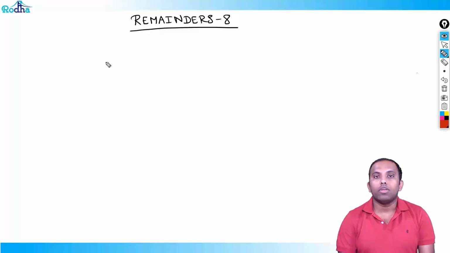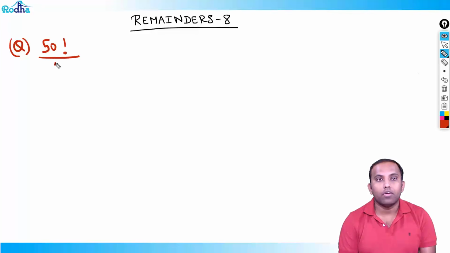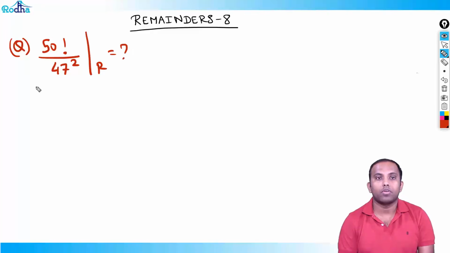Okay, so now we'll discuss some questions on Wilson's remainder theorem, and then we'll go to digital sum. Okay, a few questions we'll do. What is the remainder when 50 factorial is divided by 47 square? It's a very good question. Let's solve it.